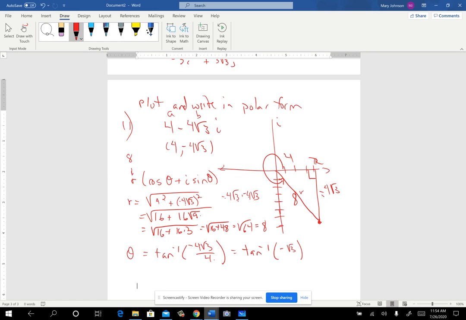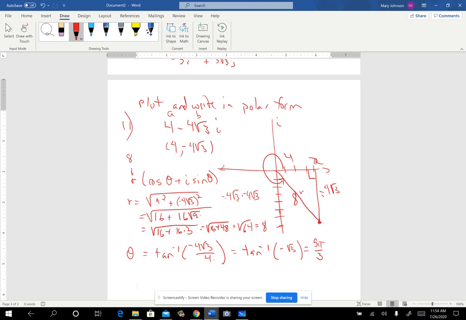Now I'm supposed to be getting exact answers, so you really don't want to just go type that in on your calculator. You want to look at the unit circle. Since that's square root of 3, you know that's going to be the value of tangent when the y coordinate is square root of 3 over 2 and the x coordinate is 1/2. And you need to be in the fourth quadrant. So you see how it's 5 pi over 3? So I know that's 5 pi over 3.